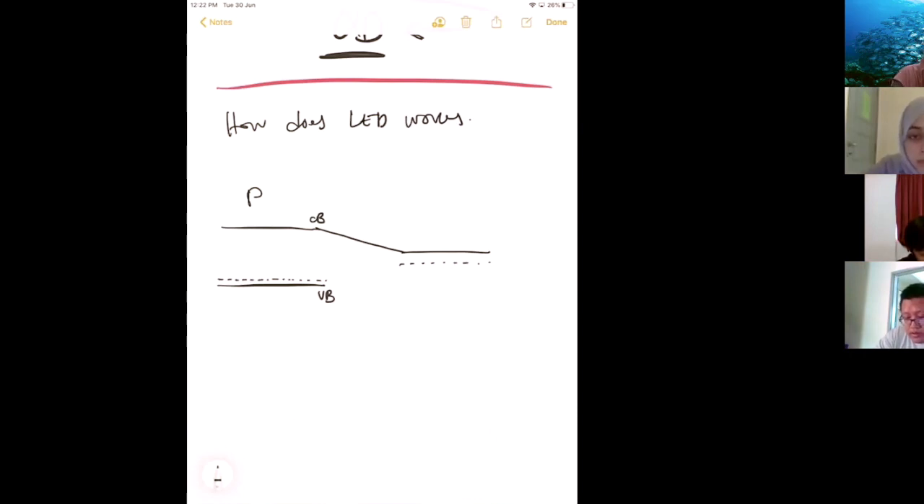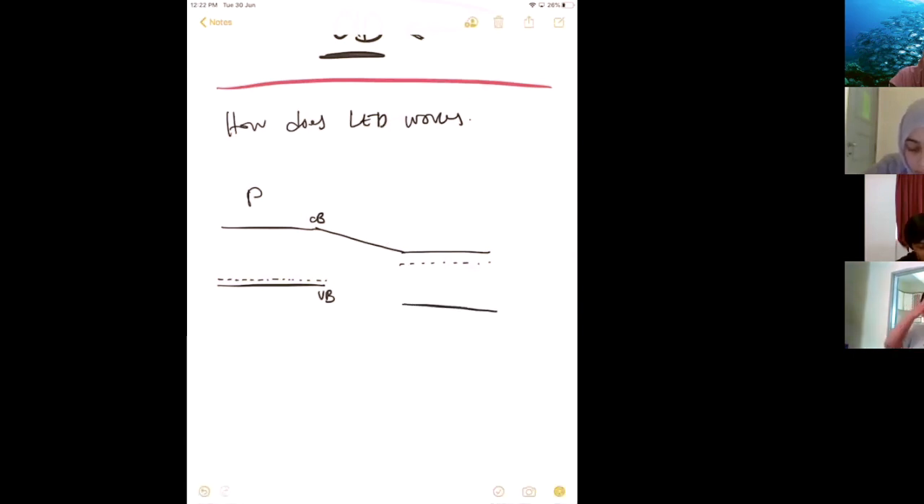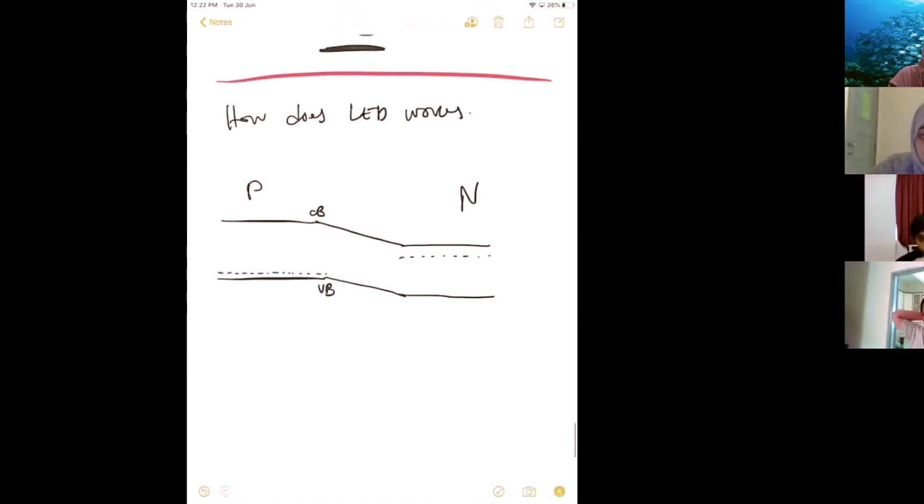So roughly if I make this a junction, okay, so this is an LED, and how does it work? Basically, you forward bias the P and you reverse bias the N, and a lot of electrons will diffuse to the P and holes will diffuse to the N, right? So when I talk about this, it is a normal LED homojunction.